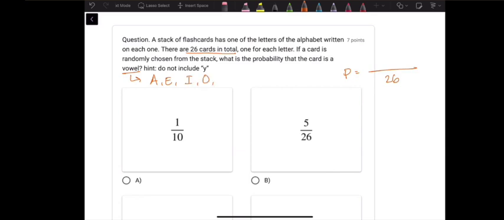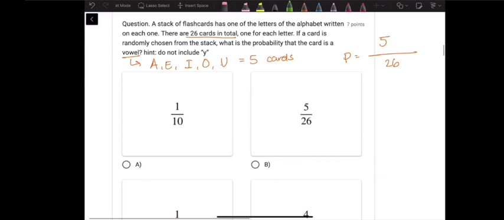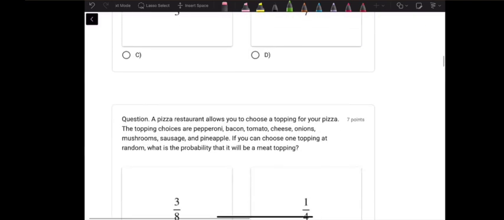We have A, E, I, O, U, which is a total of 5 cards. So that means that the probability of getting a vowel, you only have 5 possible ways to get a vowel out of a total of 26 cards on the stack. Now, we cannot simplify 5 over 26 by anything because they don't have any factors in common. So that's it. Your final answer is going to be 5 out of 26, which in this case would be B. Let's take a look at the next one.